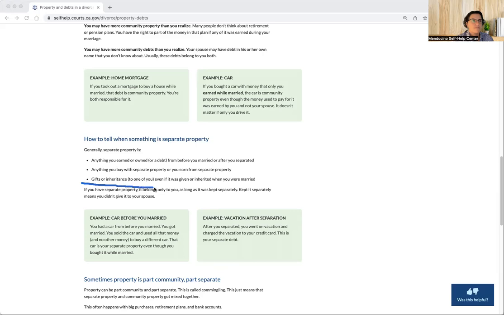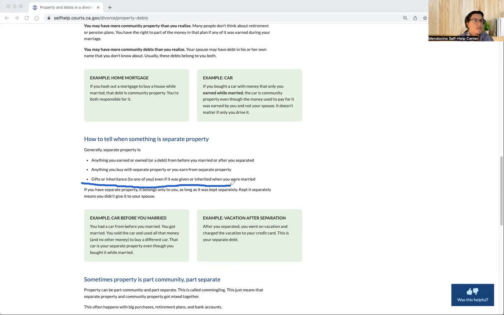If during the marriage you inherit money from someone or property, or you receive a gift only for yourself, that inheritance or that gift is considered separate property. So that's the only time that you can get something during a marriage where it would be separate property.